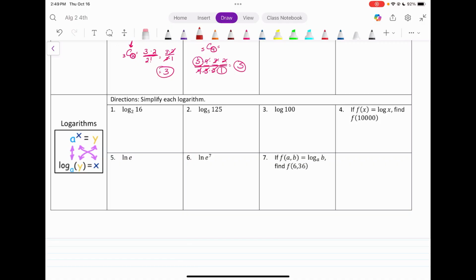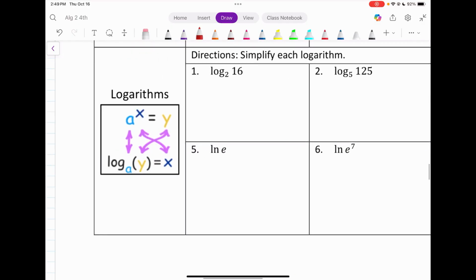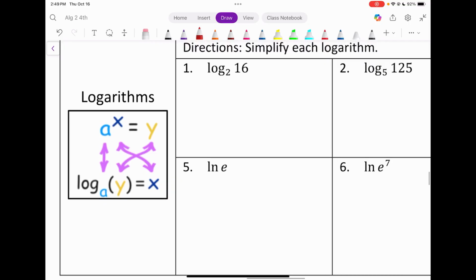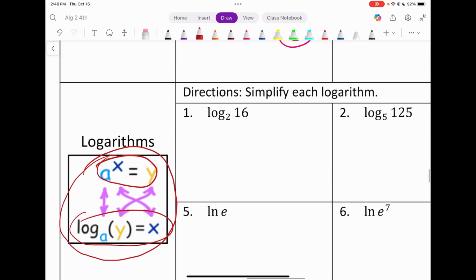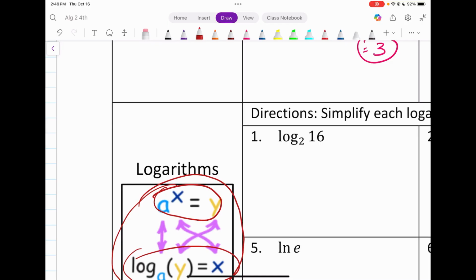Okay, let's show you how to work with logarithms. A logarithm is simply another way of writing an exponent. And we can see here the way that you convert from something in exponential form to something in logarithmic form. Let me do one that makes a little bit more sense.